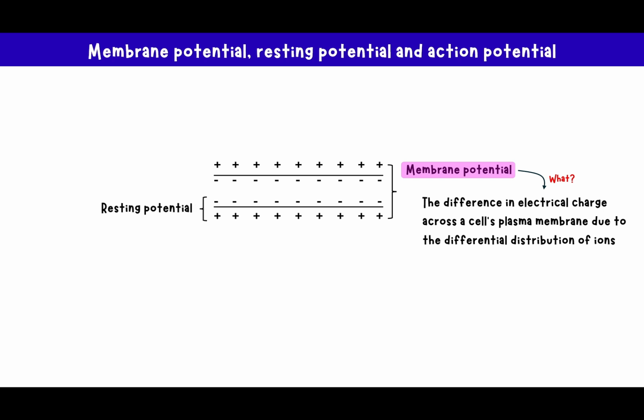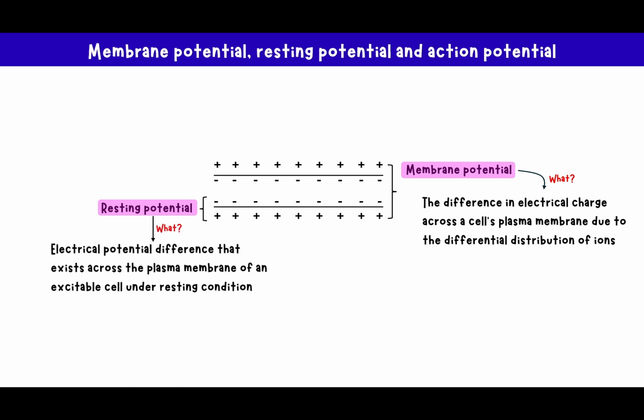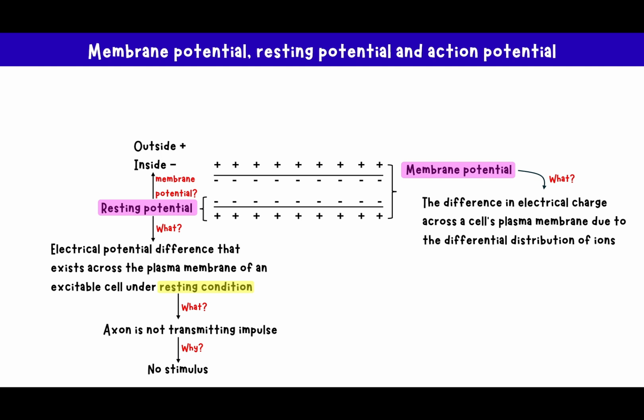Now, let's look at resting potential. Resting potential is the electrical potential difference that exists across the plasma membrane of an excitable cell under resting conditions. What does resting mean? It means the axon is not transmitting any impulses. Why is it resting? Because there is no stimulus. During the resting state, the membrane potential inside of the axon is more negative compared to the outside. The value of the resting potential is -70 millivolts.